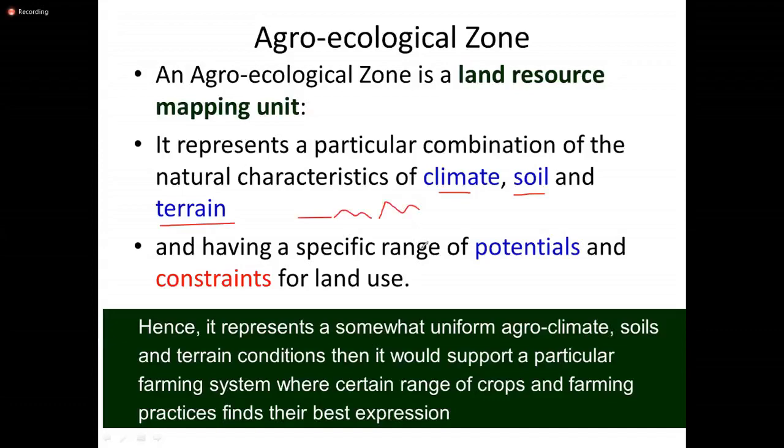And having a specific range of potential and constraint. We know the potentiality of a particular region, say the Nuwara Eliya area, what is the potentiality of another area, say the cotton plain, right? What is the potentiality? What about Mannar? What is the constraint? So we should know. Okay. So it represents a somewhat uniform agroclimate, soil and terrain condition. It would support a particular farming system, where a certain range of crops and farming practices find their best expression.